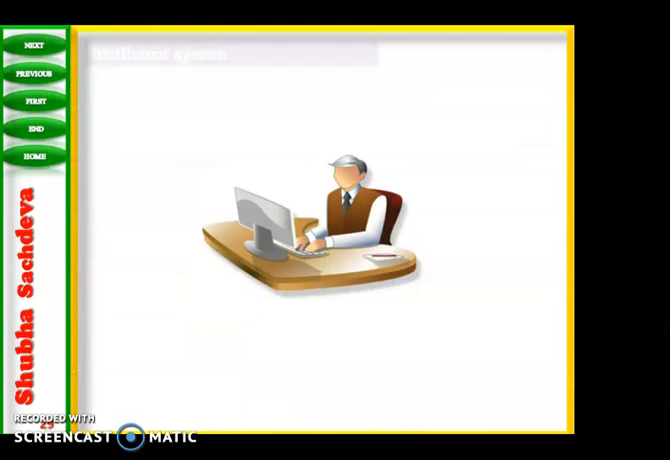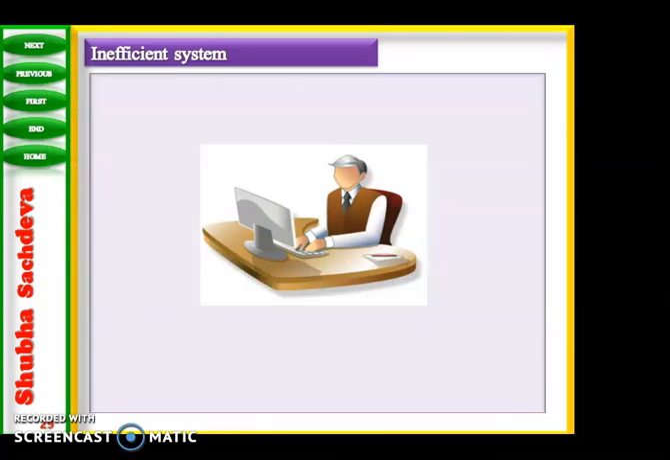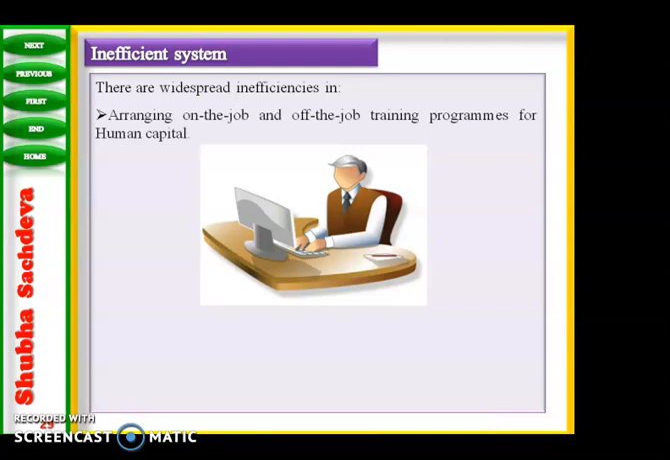And the next is inefficient system. Our system is not very good. Widespread inefficiencies are there. First inefficiency is arranging on-the-job and off-the-job training programs for human capital. How to arrange on-the-job training programs? When a person is working somewhere in a company, how to give them on-the-job training? He works also and he gets the trainings also. There is inefficiency in it.